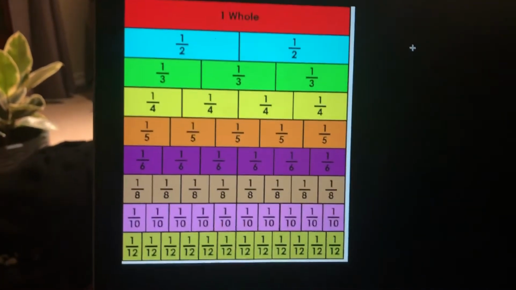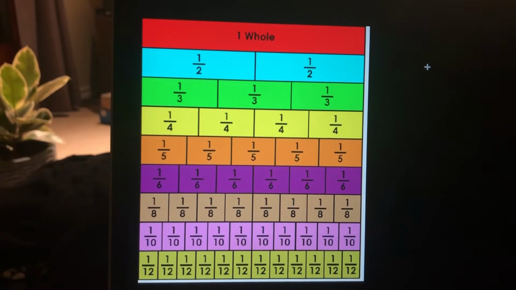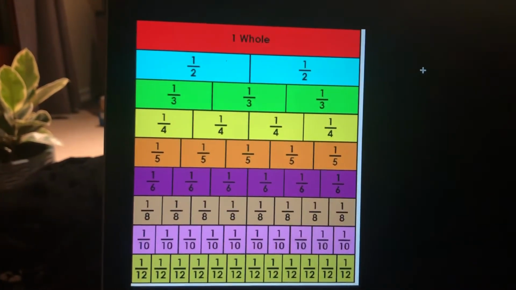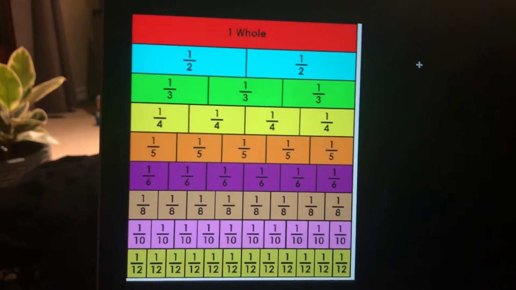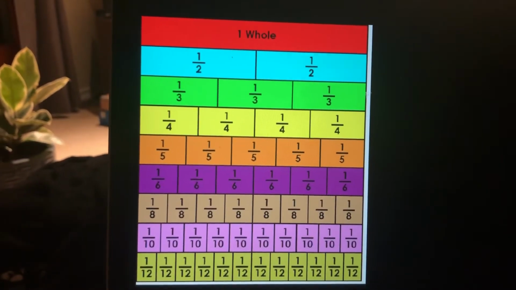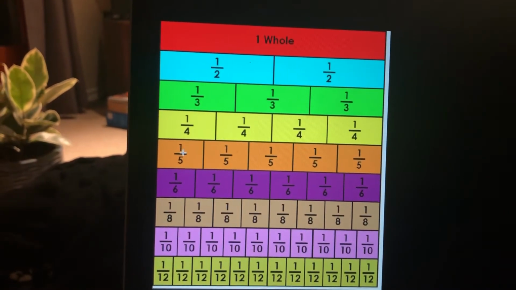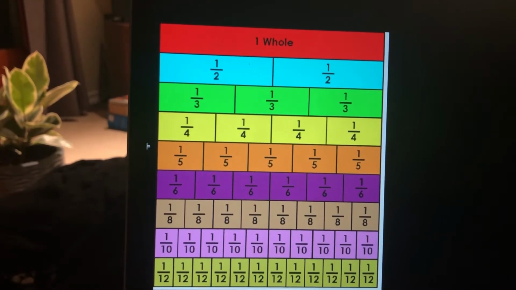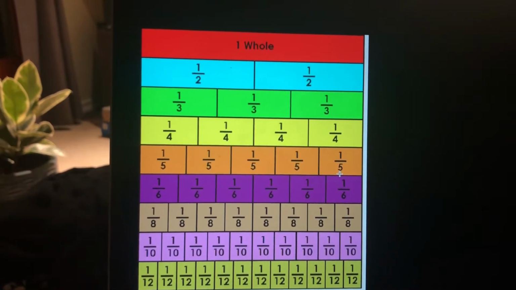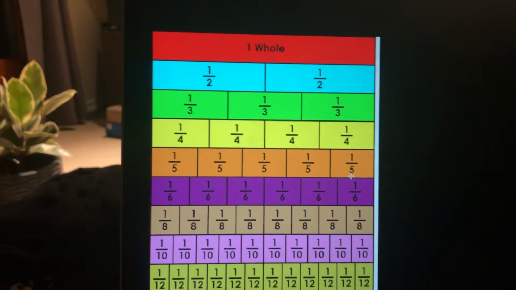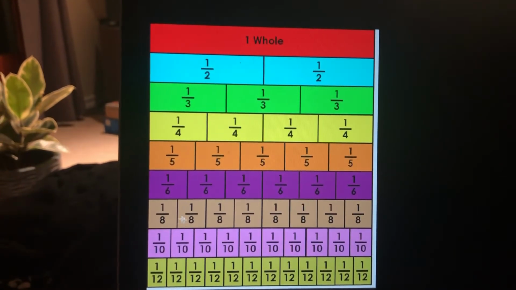If I wanted to split my candy bar up evenly amongst 5 people, which color would I end up doing? Which color shows the candy bar split up in between 5 people? Yeah, orange. They each have 1, 2, 3, 4, 5 pieces. They each would get 1 piece. It's split up into 5 equal pieces. What if I wanted to share the candy bar with 8 people? Yeah, I'd split it up into 8 pieces. 1, 2, 3, 4, 5, 6, 7, 8.